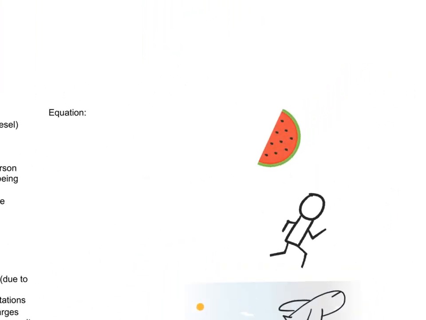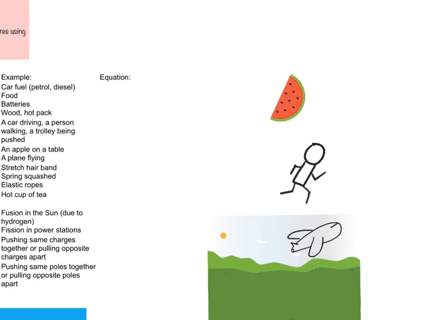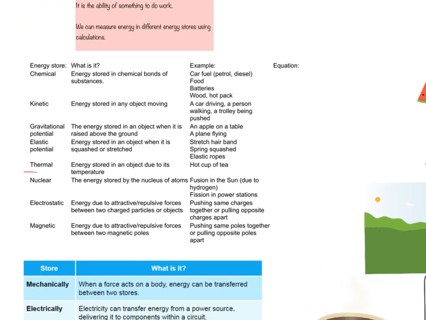Now, we said food is one of the objects that have a chemical energy store. Kinetic energy: every object that is moving has a kinetic energy store. So a car driving, a person walking, a trolley being pushed, all of those are examples.